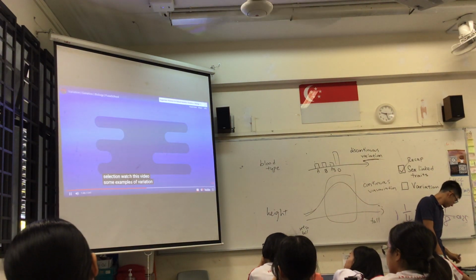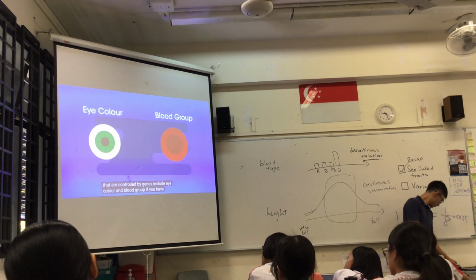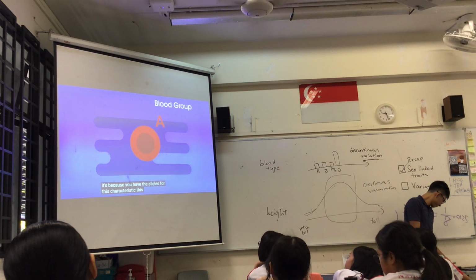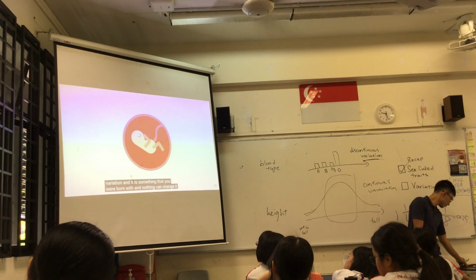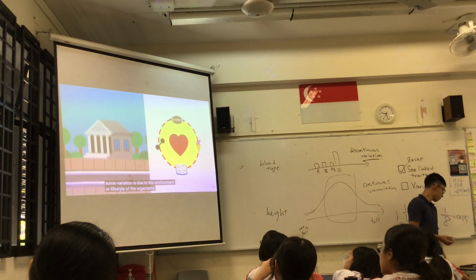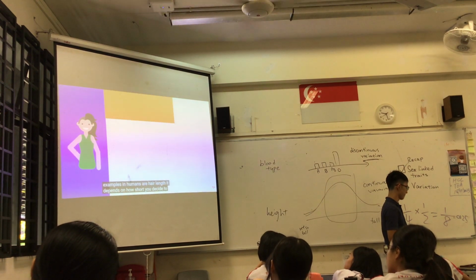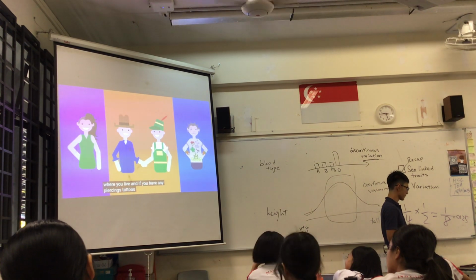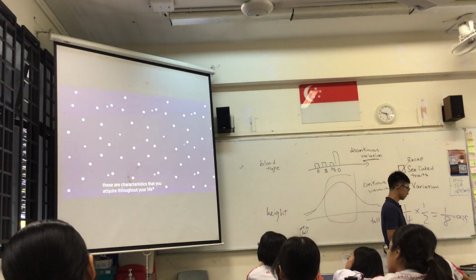Some examples of variation in humans that are controlled by genes include eye colour and blood group. If you have a blood group A, it's because you have the alleles for this characteristic. This is genetic variation, and it's something that you were born with, and nothing can change it. Some variation is due to the environment or lifestyle of the organisms. Examples in humans are hair length. It depends on how short you decide to cut it, your accent, as this is linked to where you live, and if you have any piercings, tattoos, or scars. These are characteristics that you acquire throughout your life.